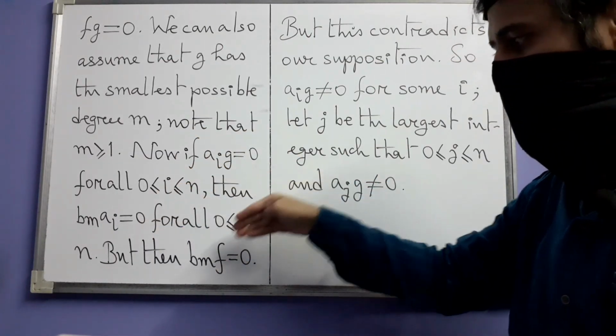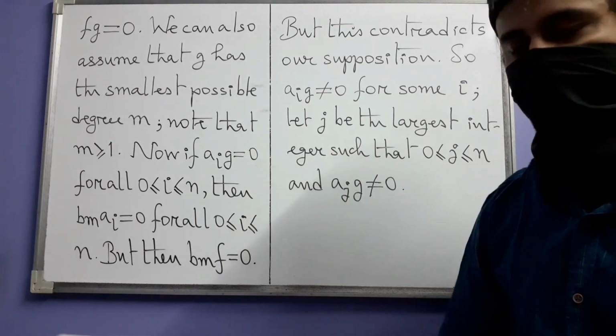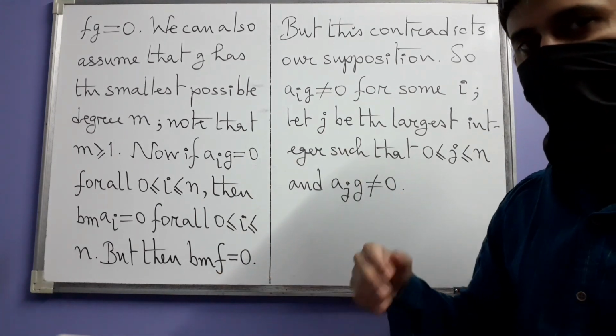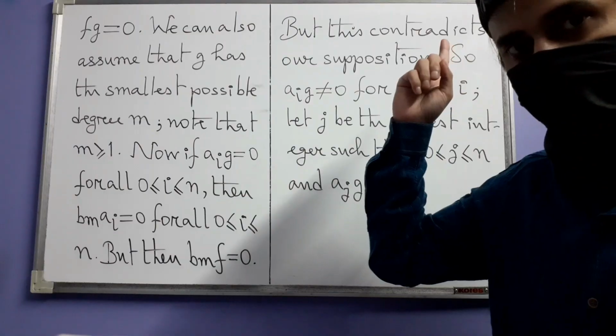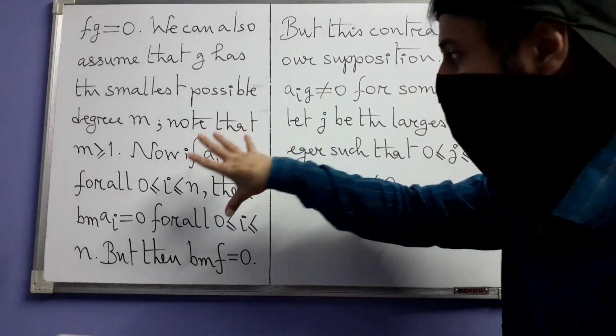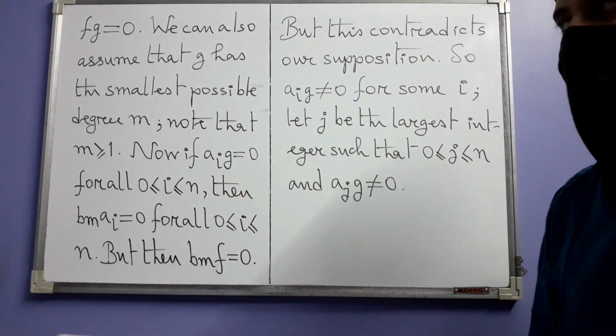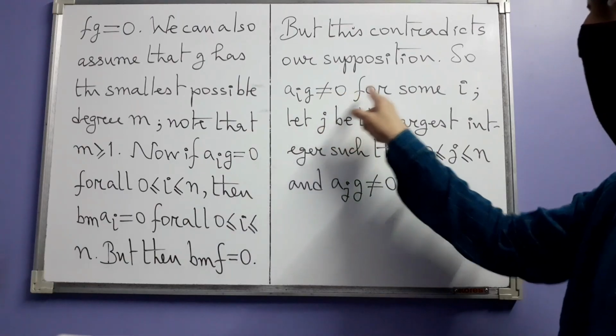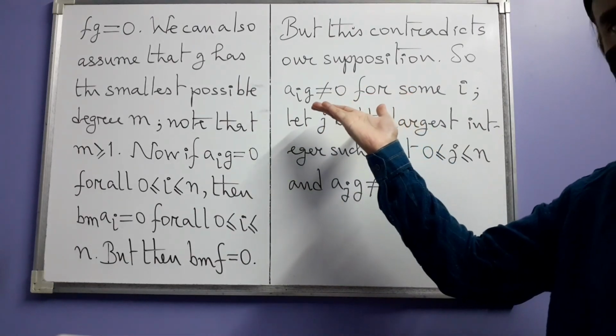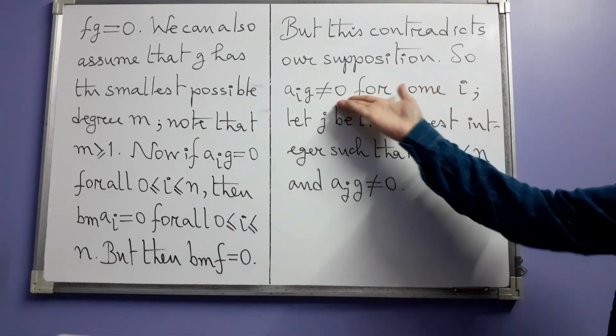That led to something absurd. So that does not simply tell us that the original supposition is wrong. It tells us that this supposition is wrong, and that is why its negation must be true, which is this. Okay. So we now have this.